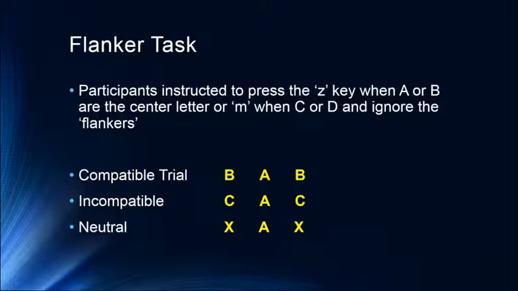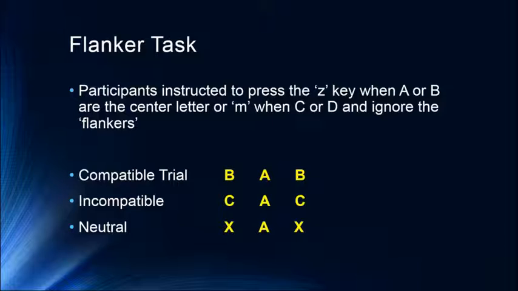In this instance, we have what's called a compatible trial. So we have compatible flankers. That's why it's called the flanker task. So you're going to press Z if there's an A or a B here. And so it's very quick, easily able to press the Z key because there's no competing information.